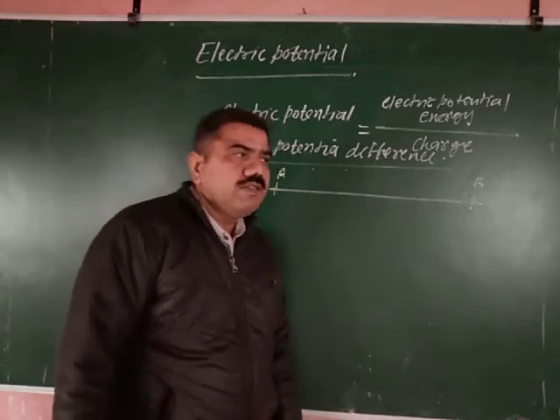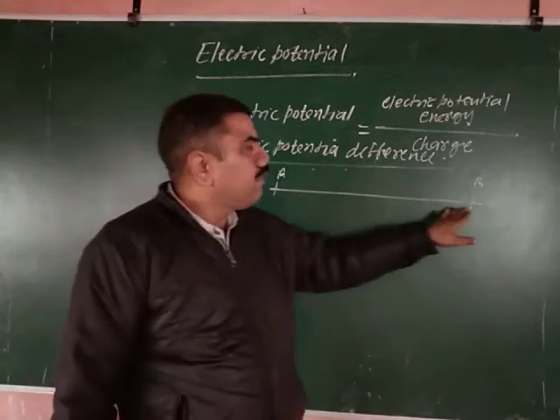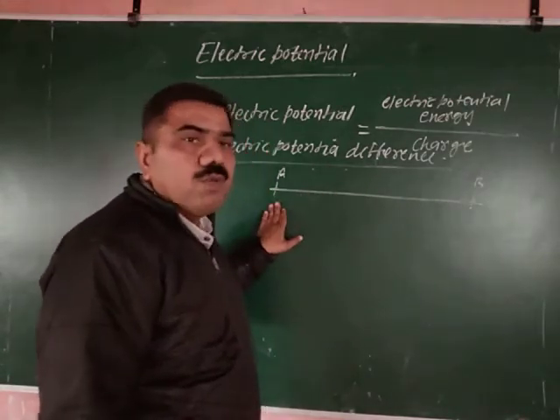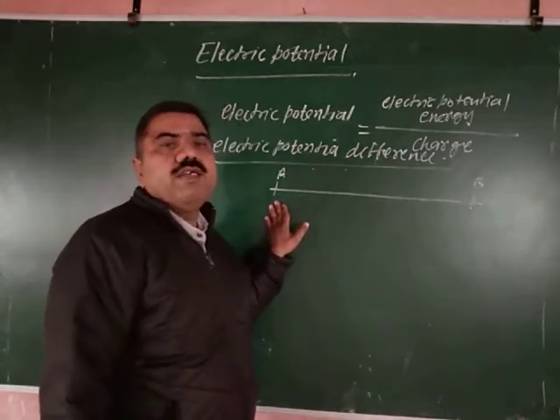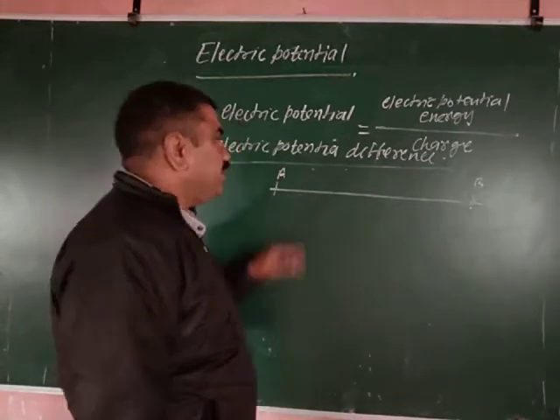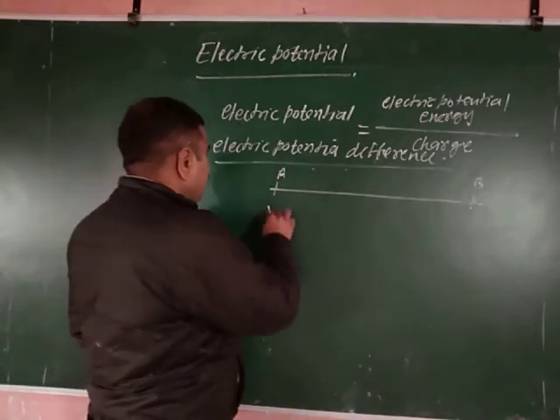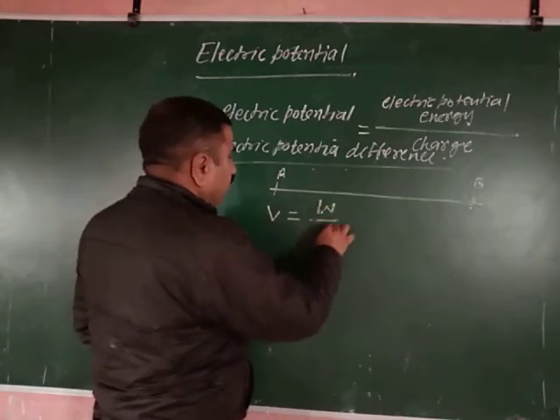The work done per unit positive charge to move between these 2 points is defined as the potential difference between these 2 points, and it is denoted by V. That is V equal to W upon Q.